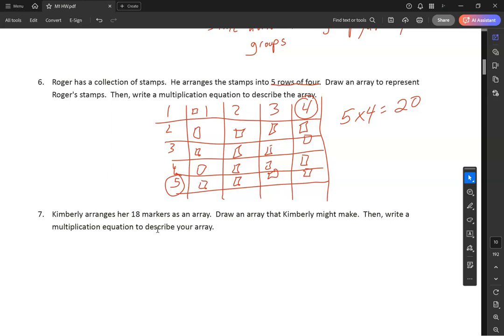And the last one. Kimberly arranges her 18 markers as an array. Draw an array that Kimberly might make. Then write a multiplication equation. So 18 markers in an array. Let's do 1, 2, 3, up to 18. So that's 18. Okay, I'm running out of time, so I'm going to do this quick. I did 3 rows of 6. Then I take the last number of rows and how many are in each row: 3 times 6 equals 18.